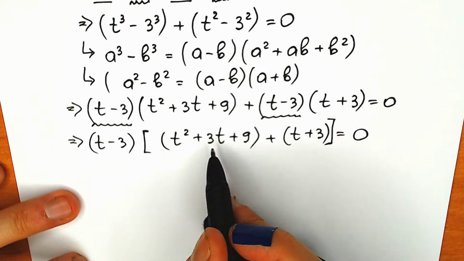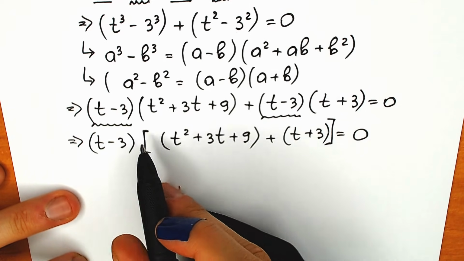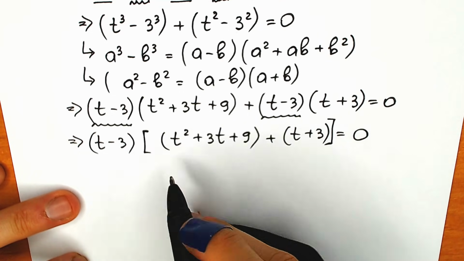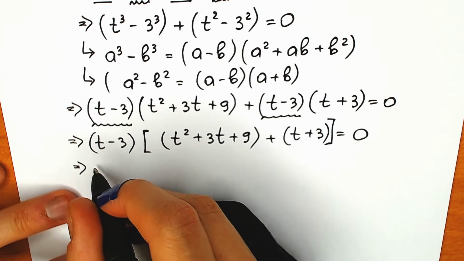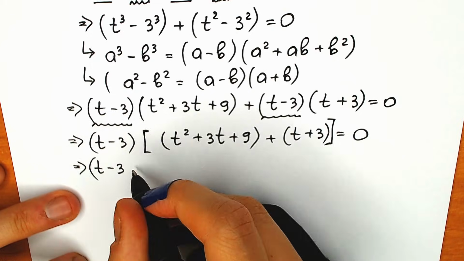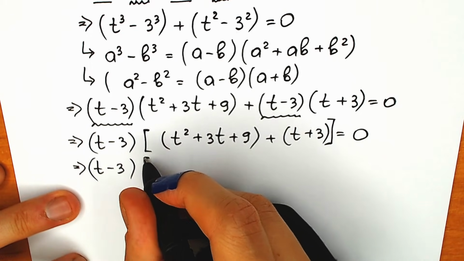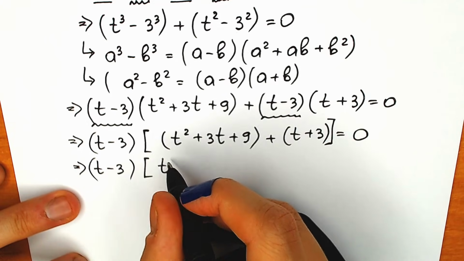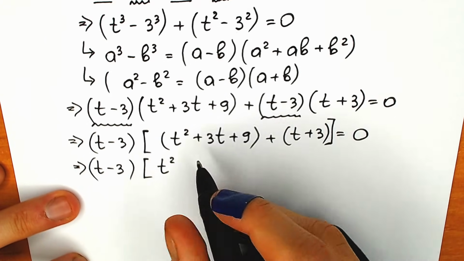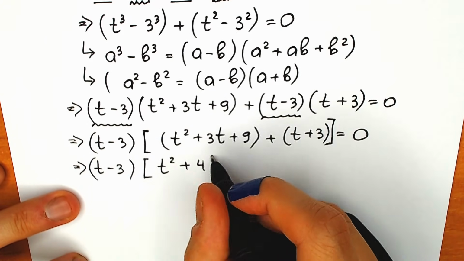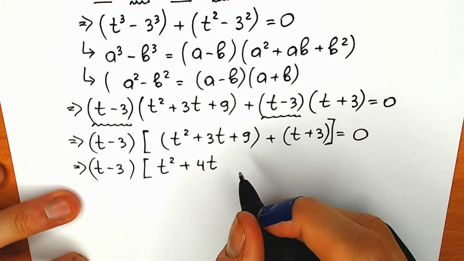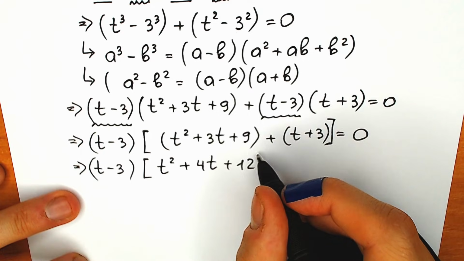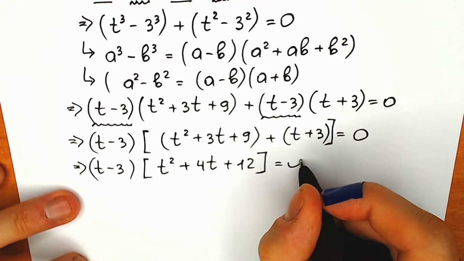Next we're going to simplify this expression right here, because we can actually get rid of this parenthesis since we have addition all the time, so we can add it real quick without any problems. So we have t minus 3, and in another parenthesis, we have t squared, and we don't have any other square, so only t squared. 3t plus 4t, yeah, we have plus 4t, and 9 plus 3, so we have plus 12, equal to 0.